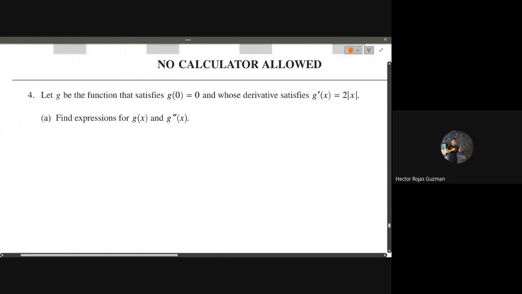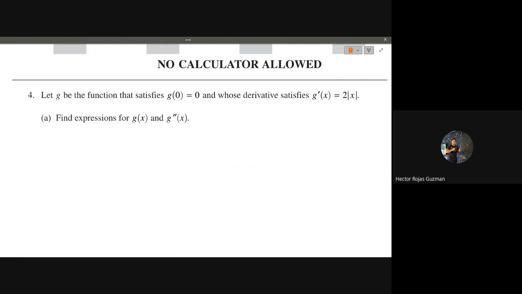Oh, number 4. This is the one that I thought was very tricky when I was doing it myself. Let g be the function that satisfies g of 0 is equal to 0 and whose derivative is 2 times the absolute value of x. Find the expressions for g of x and g double prime of x. At first glance, I was a little nervous, because I was like, what's the derivative of an absolute value? What's the antiderivative of an absolute value?